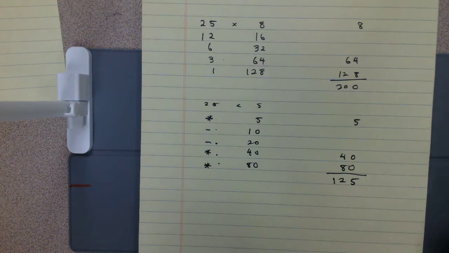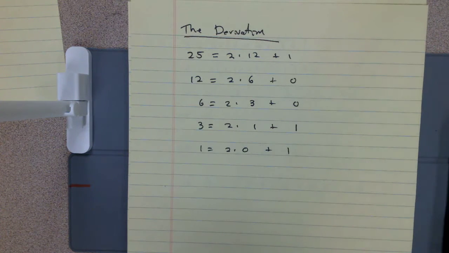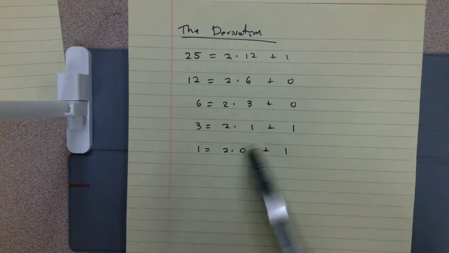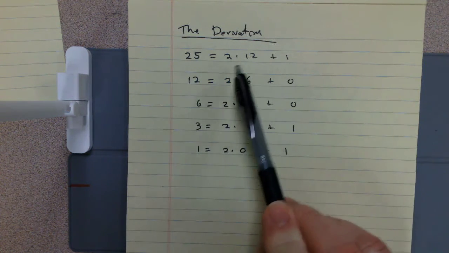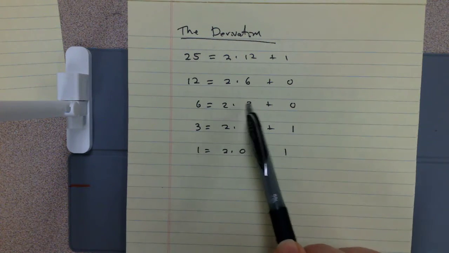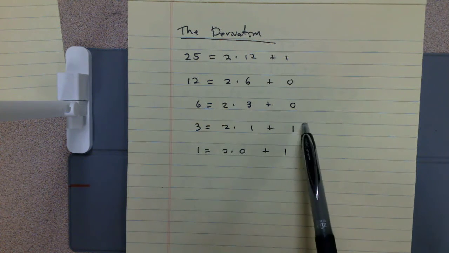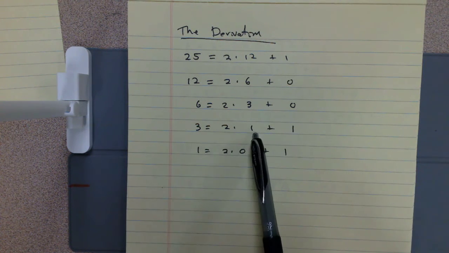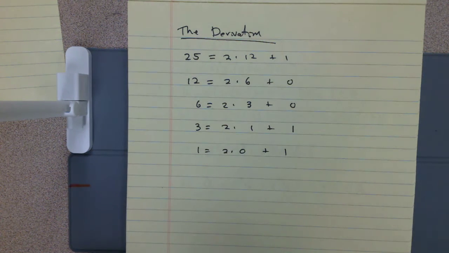But the question might arise, why does this work? Okay, let's do a derivation of this. First, let's take the number 25. 25 is 2 times 12 plus 1. Now take the 12. 12 is 2 times 6 plus 0. 6 is 2 times 3 plus 0. 3 is 2 times 1 plus 1. And then 1 is 2 times 0 plus 1. Again, we're just applying the division algorithm here.